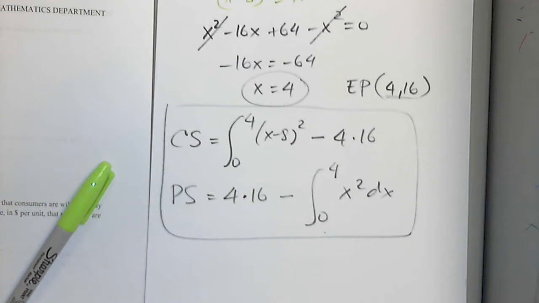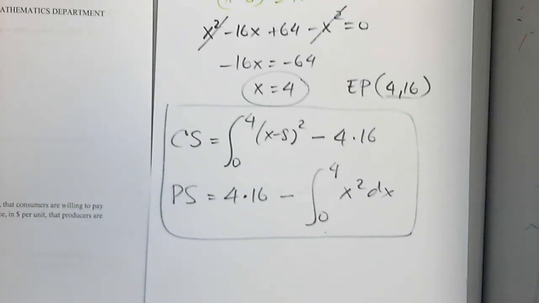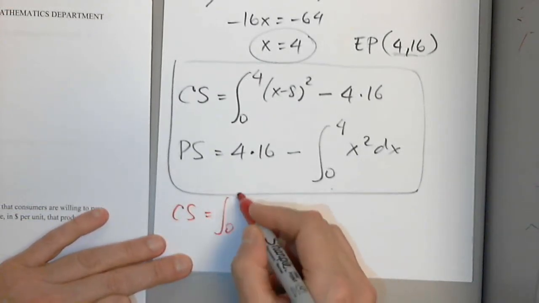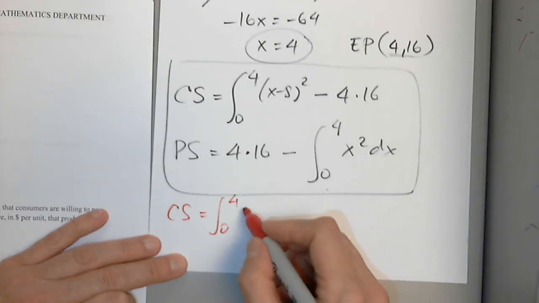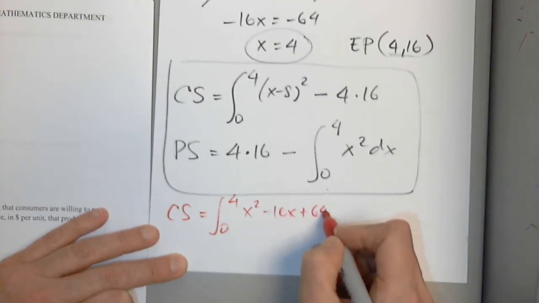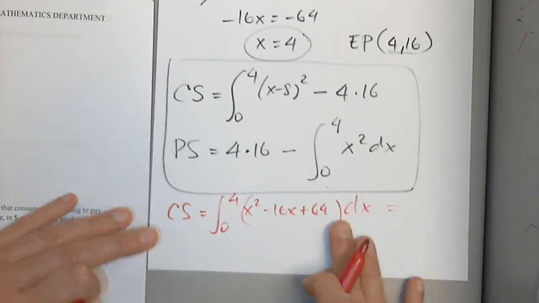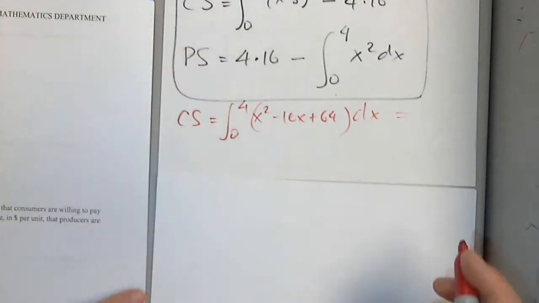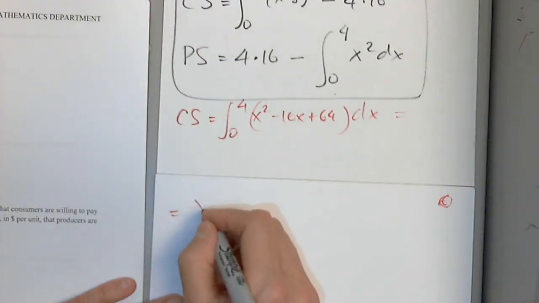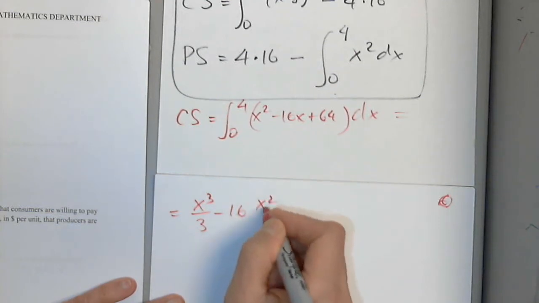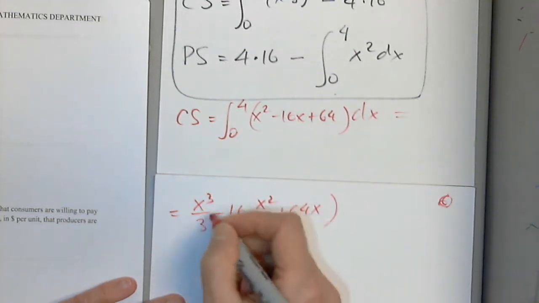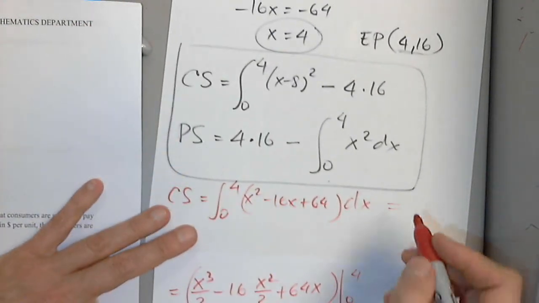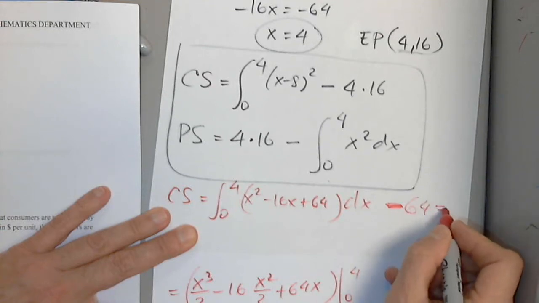Okay, so let's do that. So the first one, the consumer surplus, the integral from 0 to 4, x squared minus 16x plus 64 dx. And this will give us x cubed over 3 minus 16 x squared over 2 plus 64x from 0 to 4. Oops, minus 64, please. Don't let me forget.